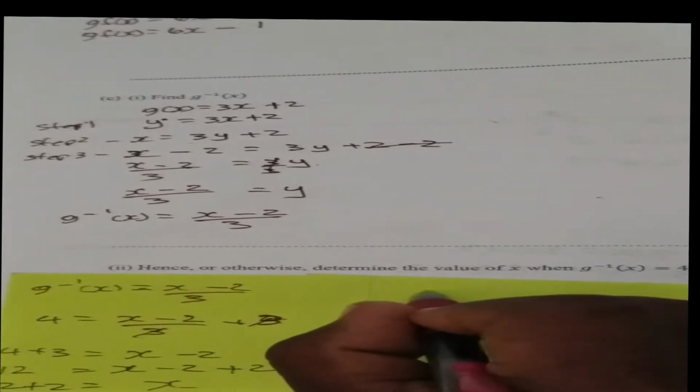Because we have a minus 2 on this side, we're going to add 2 on both sides. So it will be 12 plus 2 is equal to x. Therefore, our x is equal to 14. And so that is our value for x. g inverse of x is equal to 4. Now x is equal to 14. The y value was equal to 4. Alright.